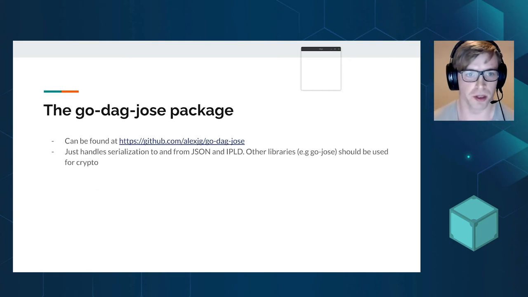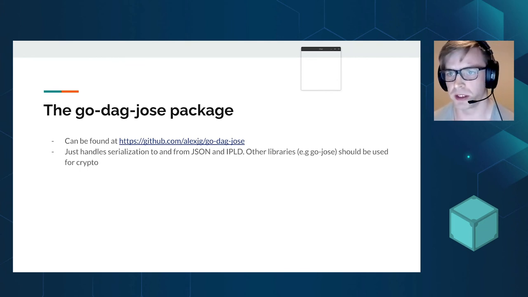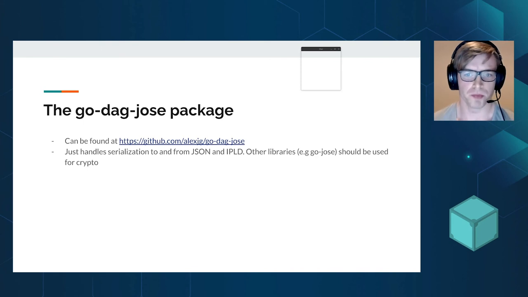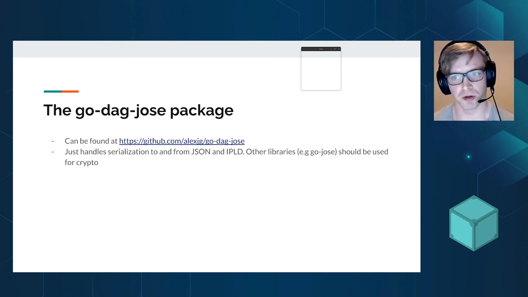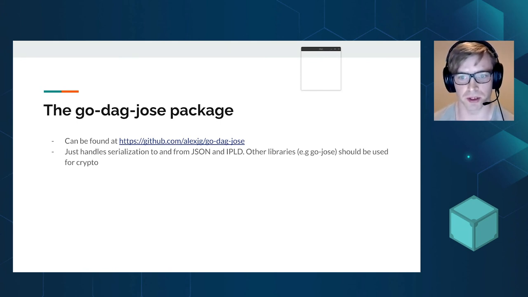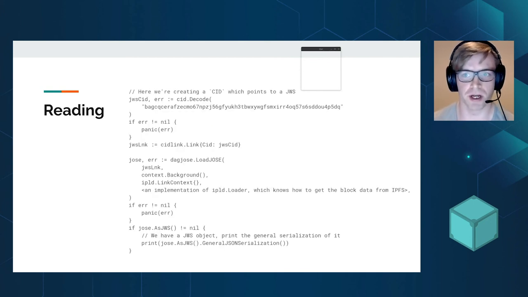What I've been working on is a Go implementation of this. It can be found at this link, and I think there's also a link in chat. All this library handles is serialization to and from JSON and to and from IPLD. There are other libraries which are really quite mature, which can be used to handle crypto. So the main thing this is concerned with is a very simple API to convert to and from JSON and IPLD. So here's what reading a JWS looks like.